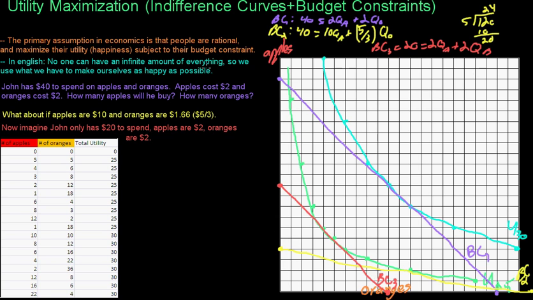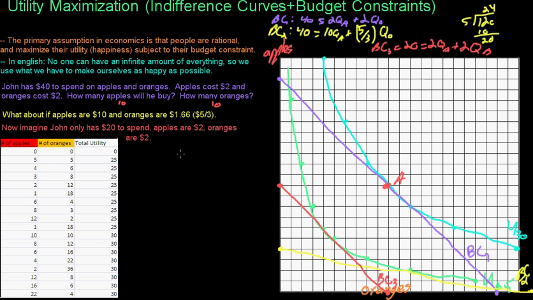So on budget constraint 1, I've already kind of pre-picked these so that they're nice and pretty. But on budget constraint 1, John is as happy as he can be if he buys 10 apples and 10 oranges, if he is right here at point A. So our answer here is that he's going to buy 10 apples and he will buy 10 oranges. And here is why.